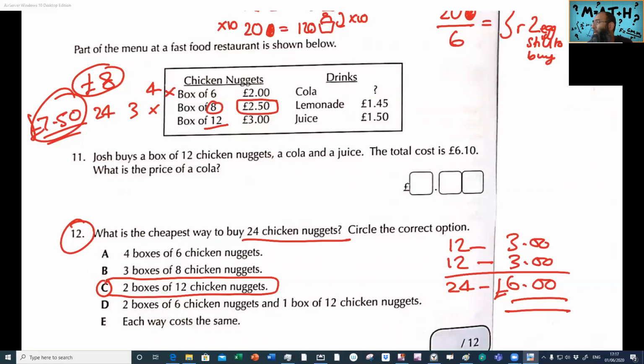Oh, here she comes. Here comes the student. Hello. MashaAllah, she's come. Okay, yeah, so that's right. That's the best way to buy it. If you buy the 12 box ones, then you get more.